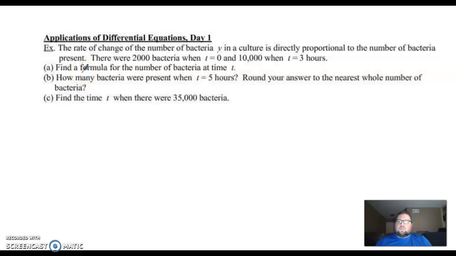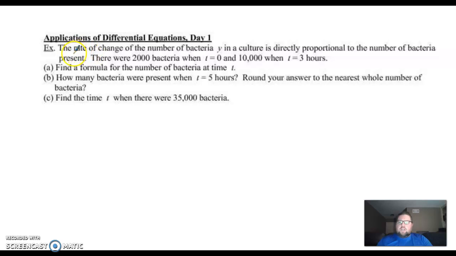All right, guys, now we're going to do some application problems with differential equations. So you're going to have to write your own differential equation here, then solve it. There's going to be an extra constant in here, as you'll see in a second. And then we're going to use that equation to answer some questions. So very similar to what you might see on a free response question here.